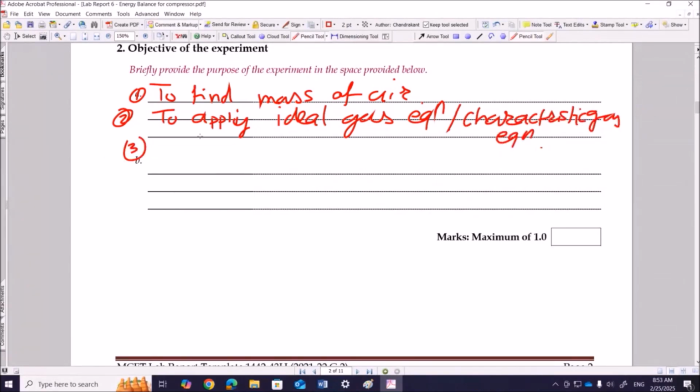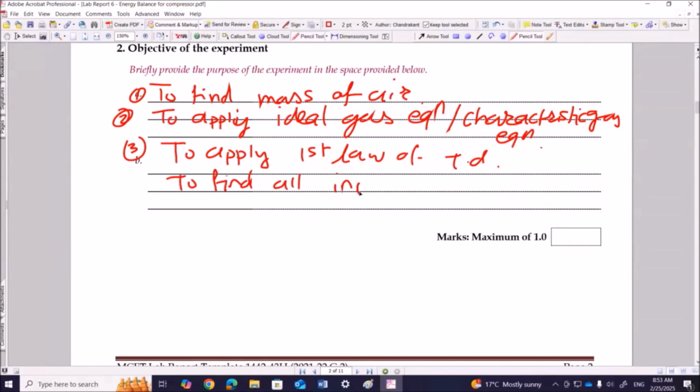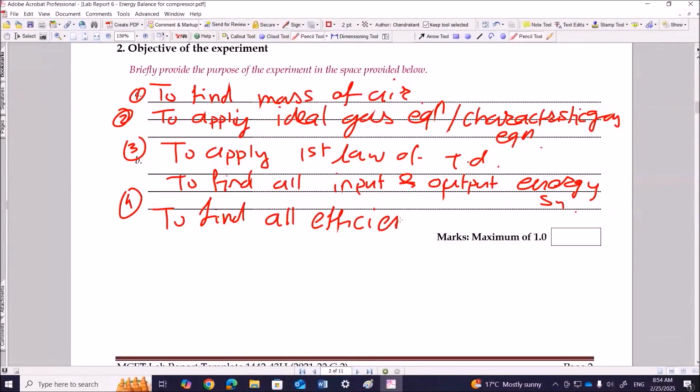Number 3, to apply the first law of thermodynamics. What is the first law of thermodynamics? To find all input and output energies for the system. Number 4, to find the input and output, where the ratio of output by input is efficiency, to find all efficiencies of the components. So these are the objectives.